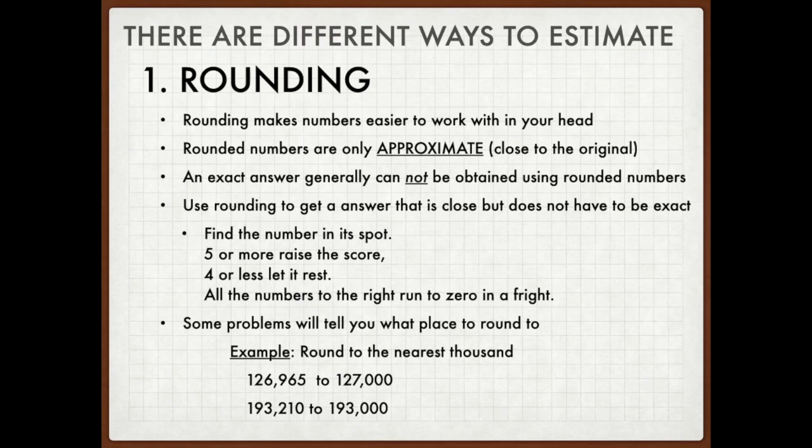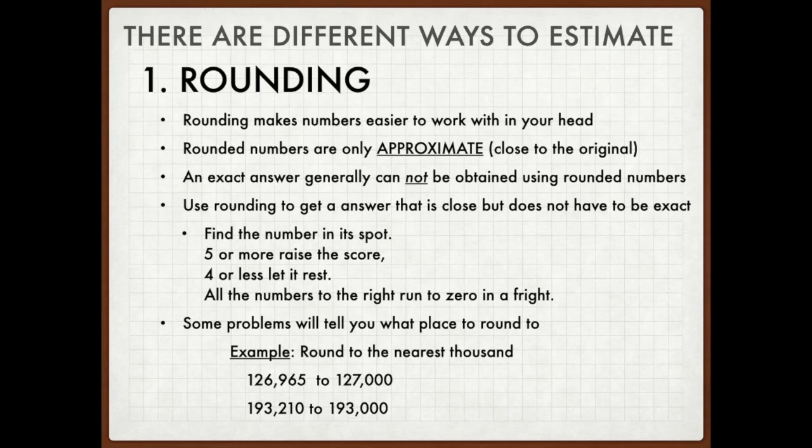Now there are different ways to estimate. The first way is rounding. Rounding makes numbers easier to work with in your head. Now rounded numbers only approximate, and approximate means being close to the original but not exact. So an exact answer generally cannot be obtained by rounding numbers. Okay, so we will not have a specific exact answer. We would have a rounded number close to the original but not exact. Now the use of rounding will get us an answer that's close, as we said, but not exact.